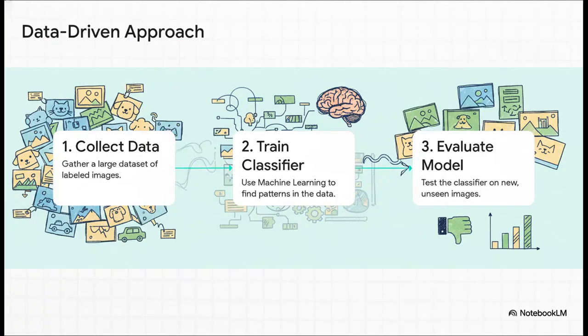This whole data-driven thing follows a pretty simple three-step recipe. First, you collect a ton of data, thousands and thousands of pictures that are already labeled cat, dog, car, whatever. Second, you use a machine learning algorithm, a classifier, to just sift through all that data and find patterns. And third, you evaluate it. You test the classifier on brand new images it's never seen before to see how well it actually learned.